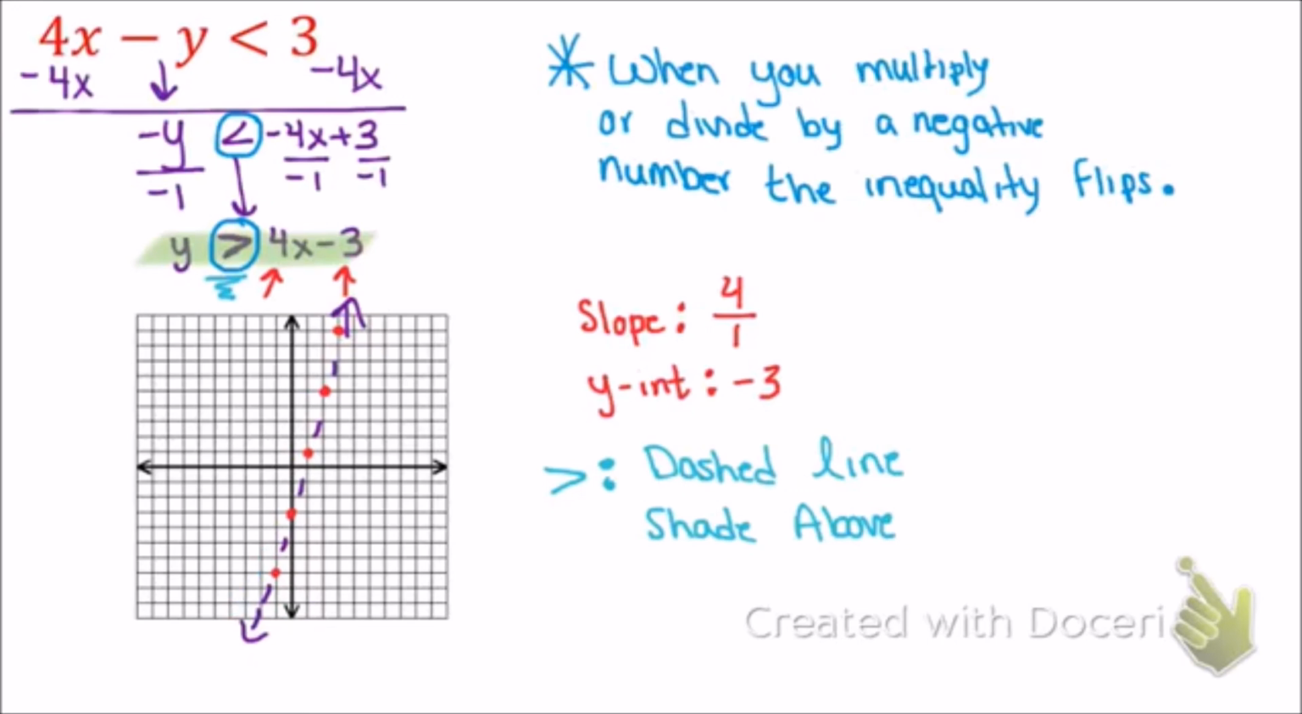And to determine where is above the line, I'm going to go to my y-intercept, which is right here, and I'm going to go on top of the y-intercept. So anything up here is going to be shaded. Anything above that line will be shaded. So we need to lightly shade that with our pencil.